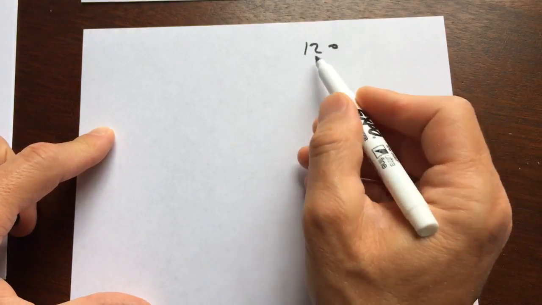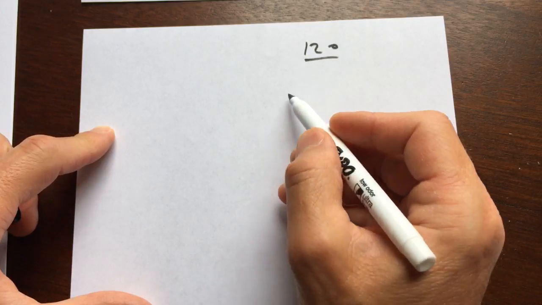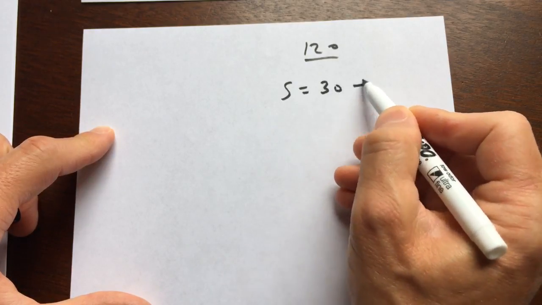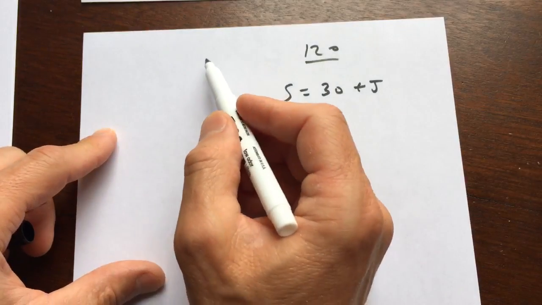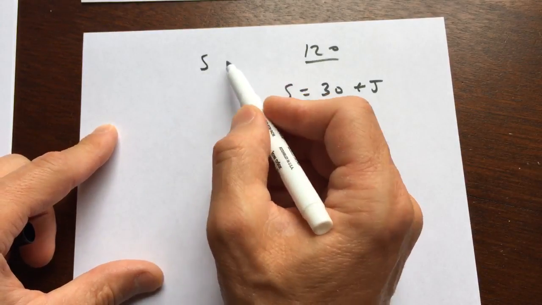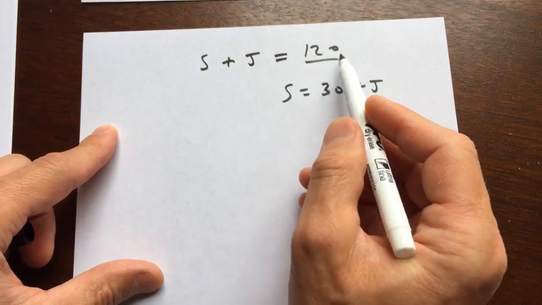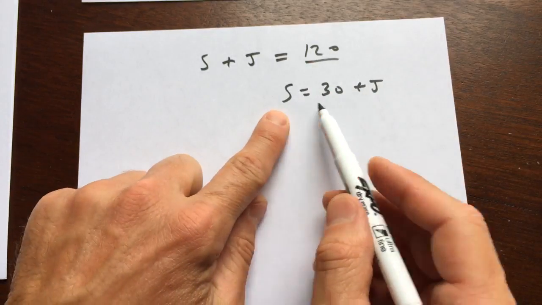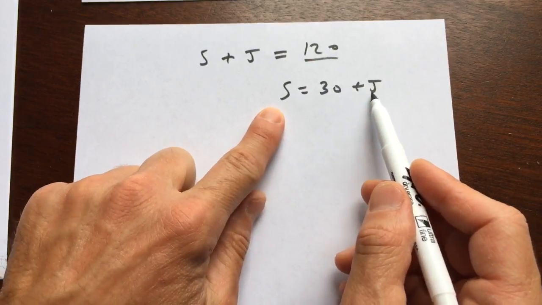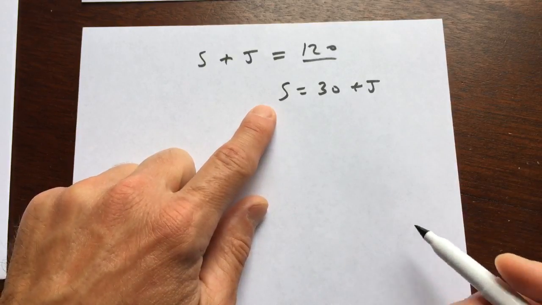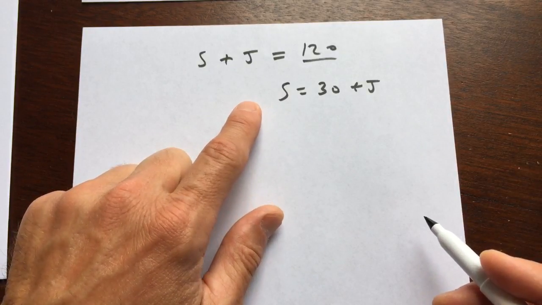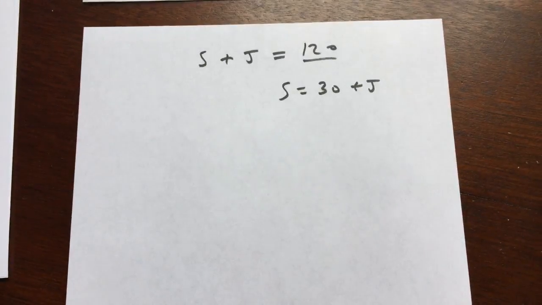So let's just write that down, 120. And Sally spent 30 more hours than John, right? So basically, if you think about this, here's Sally's hours, here's John's hours, and they add up to 120. But Sally spent the number of hours that John spent plus 30 more, right? So, okay, then Bob says, I got 45.